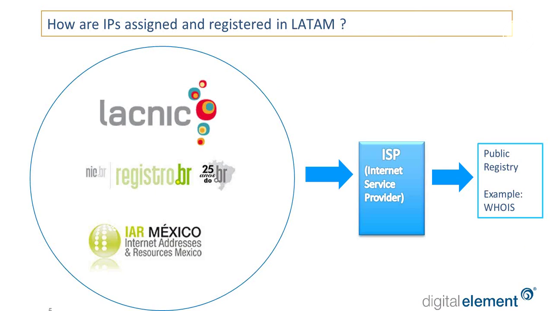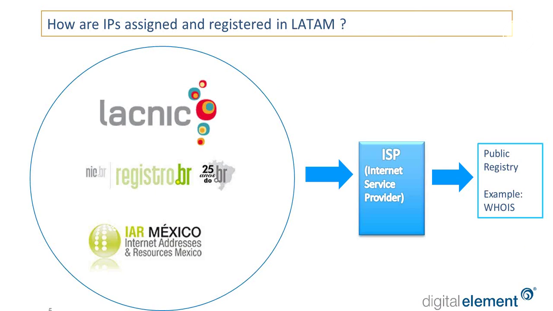It is one of the 5 regional Internet registries that exists worldwide. Organizations in Mexico should request IPs directly from the registry in Mexico, and those in Brazil from the National Registry of Brazil. Now, once an IP has been assigned, the ISP, the Internet Service Provider, is responsible for registering the IPs with the name of the city where this IP will be used by the end user.